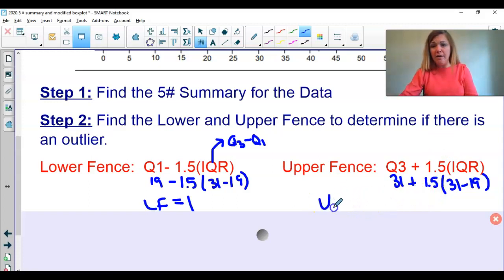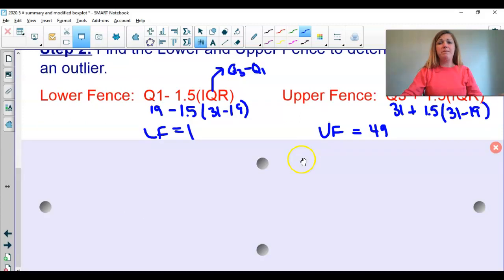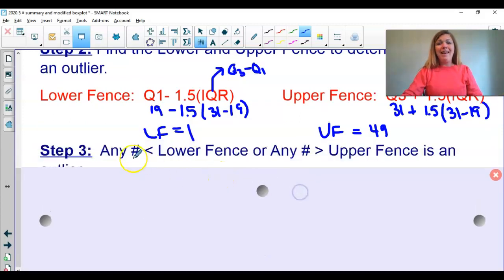So UF for upper fence and LF for lower fence. Now, what does that mean, my lower fence and my upper fence? Okay, you're going to write this down and then I'm going to explain. So pause it and write it down.